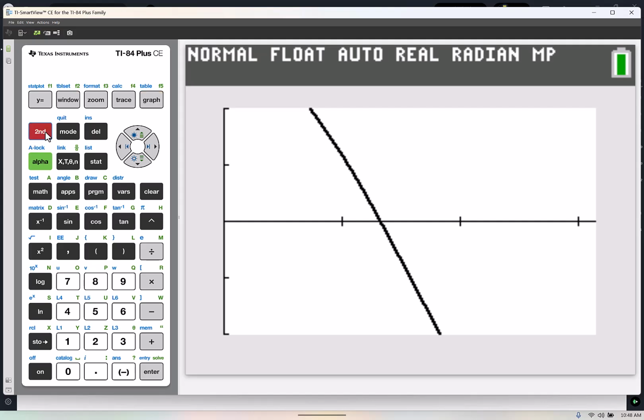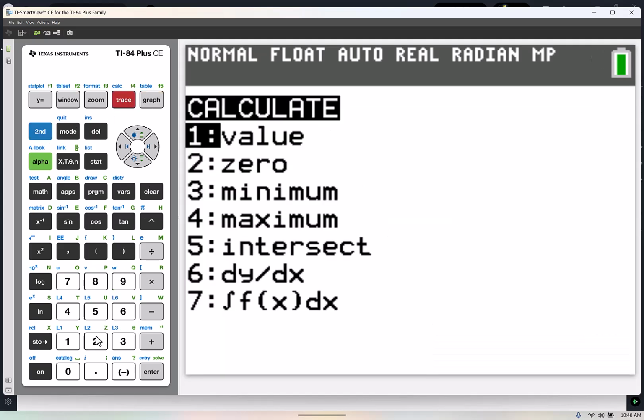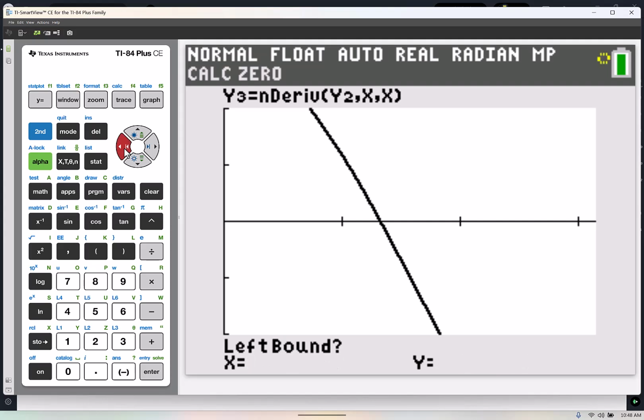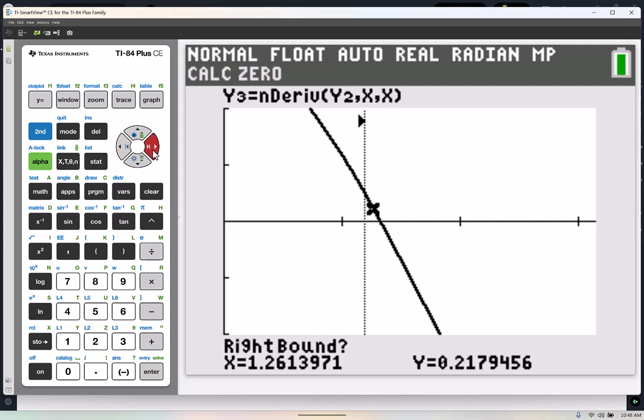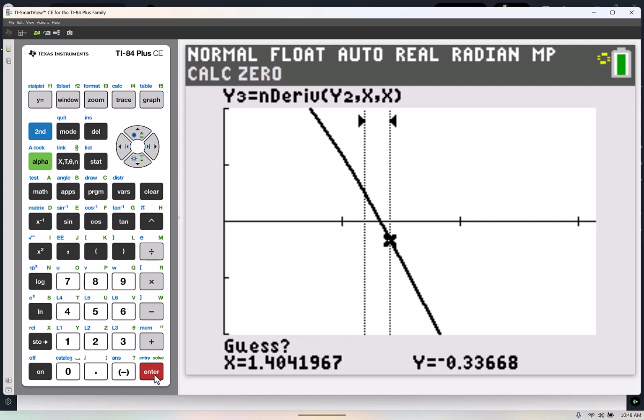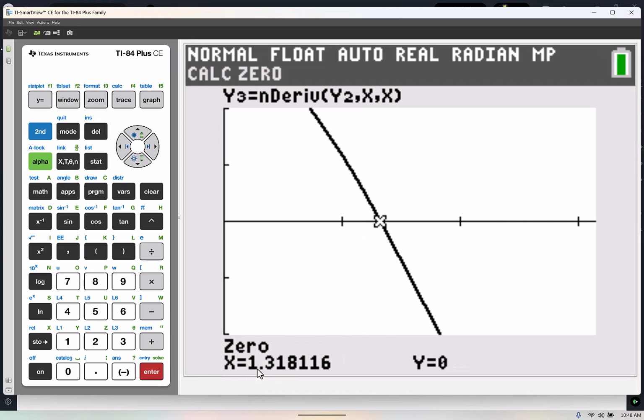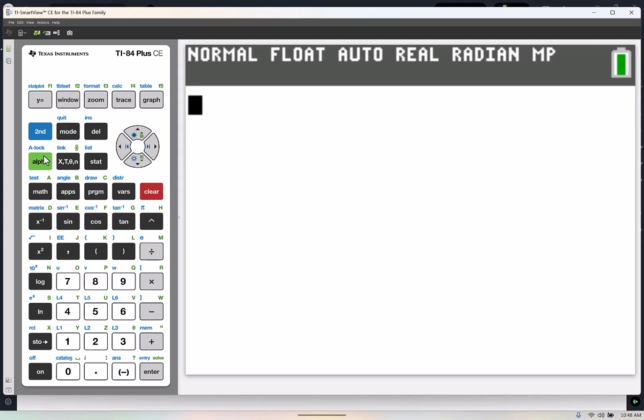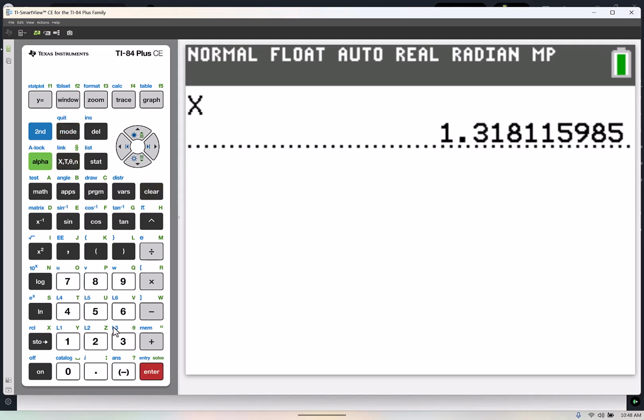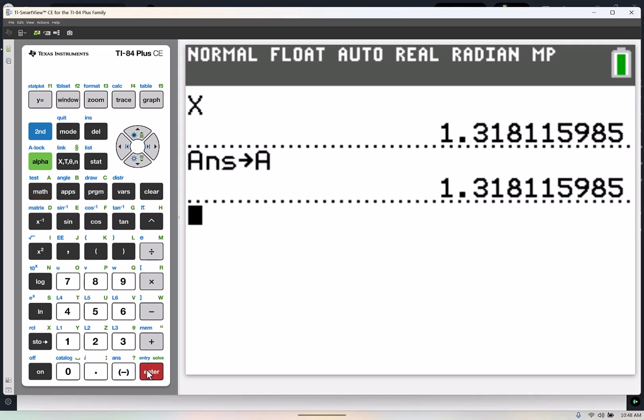So when you find your calculation, your 0, second number 2, and then it's going to say left bound, go to the left, enter. You can push 1, enter, and then right bound, you can push 2, enter. And then all of you should have that same number, 1.318116. If you go to the home screen and you push X, it should come out like that as well. I like to save this number into a letter other than X because X is always being changed every time you use it again.